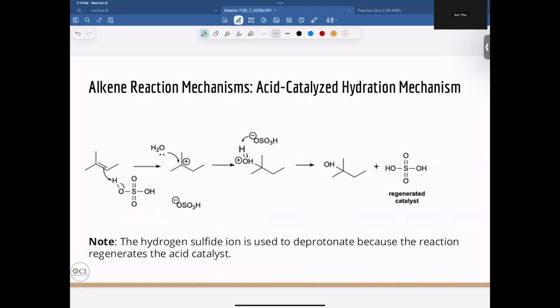Here's the mechanism for this. You typically start with a strong acid like H2SO4. The H2SO4 is deprotonated. There's a proton transfer. So that H is right there. And then the cation there is attacked by the H2O. And then the H2O is deprotonated to put an OH on the more substituted side.